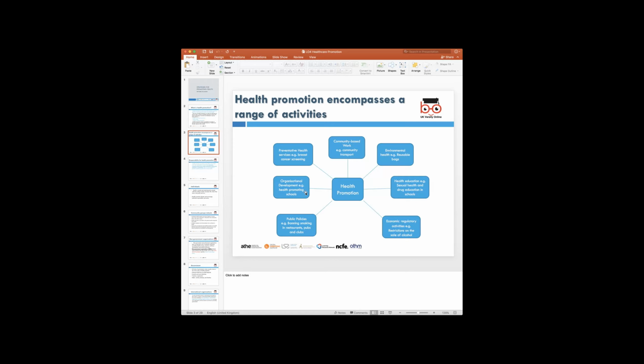Okay. Then you look at other bits and pieces, other types wherein sometimes you look at economic and regulatory activities. That means restriction on the sale of alcohol.